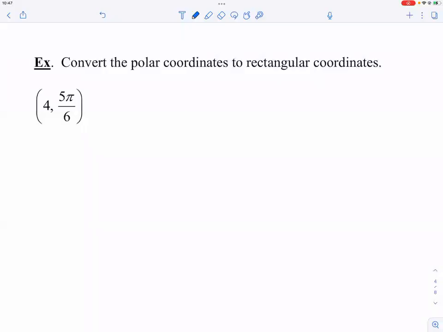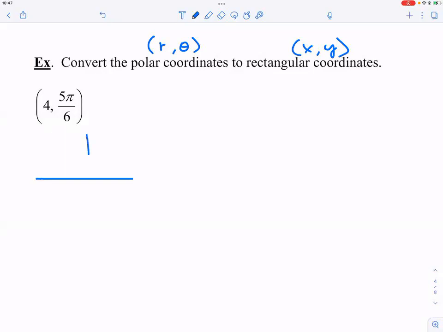All right, now, let's try to walk the conversion path. So what we're saying here is, hey, convert the polar coordinates to rectangular coordinates. So we're going from r comma theta to x comma y. Now, before we do anything about conversions, I would ask you to do this.